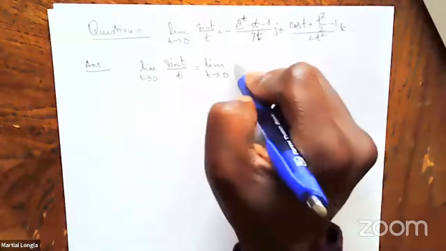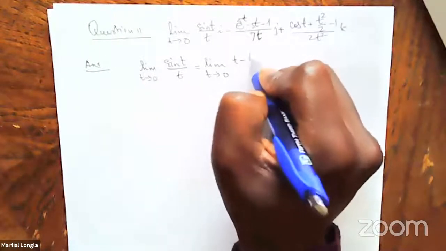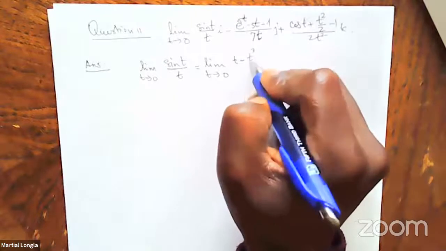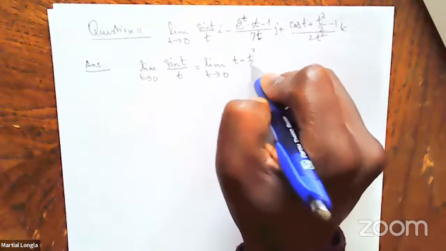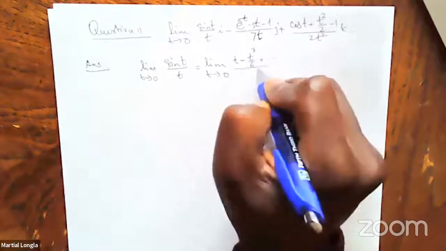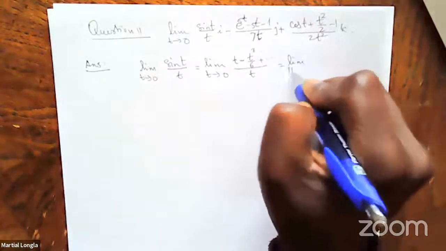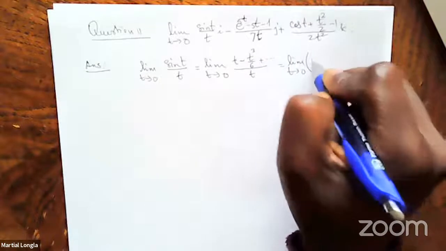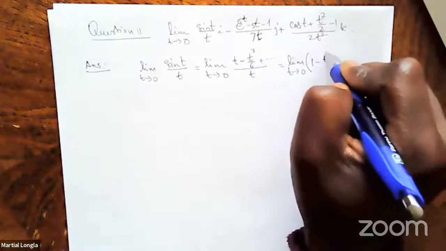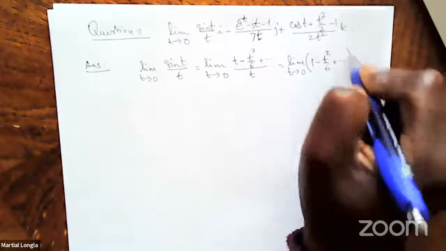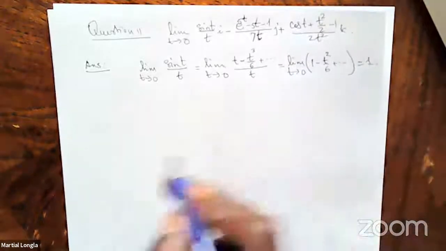Sine t is t minus t cubed over 6, over t. So that is the limit as t goes to 0 of 1 minus t squared over 6. And that limit is 1.